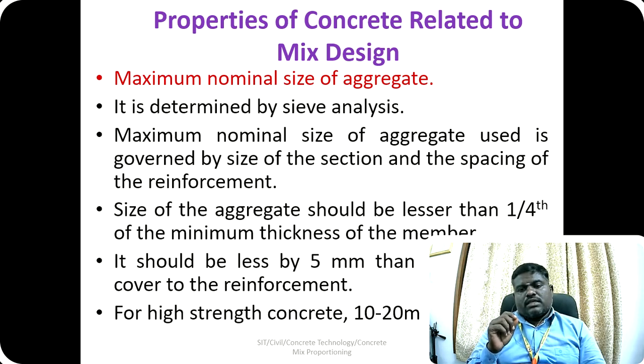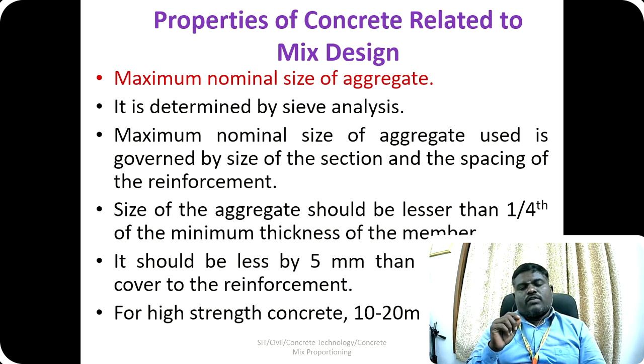So the thickness of the member should be higher than the aggregate size, and the aggregate size should be lesser than the minimum thickness of the member. How many times? So 1/4 times. And also it should be less by 5 mm than the minimum cover to the reinforcement.